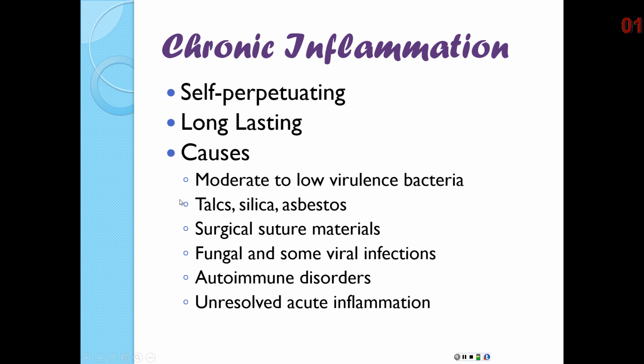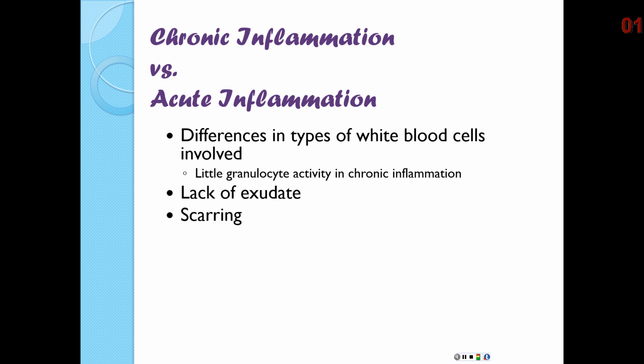The things that tend to be the more difficult to deal with are some of these inanimate objects that get there and we don't recognize, and they're in such tiny proportions that we don't realize that they're actually there. I mentioned the differences between the two: very little granulocyte activity, no exudate, and scarring is really a problem. Remember, in terms of the resolution, there can be scarring in acute inflammation, but scarring is very common in chronic inflammation.